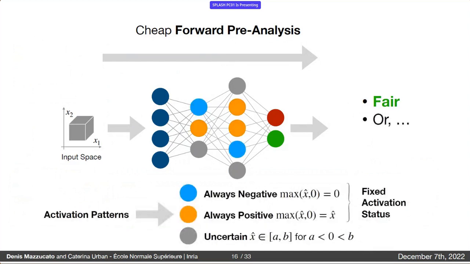Usually, we are interested in the activation pattern of the network, and so in the information of which pre-activation is always positive, always negative, or uncertain. We say that a neuron is always negative if the pre-activation is always negative, meaning that the maximum between something always negative and zero is zero. The dual is always positive, because the maximum of something that is always positive and zero is always itself, so it behaves like the identity function. Otherwise, we say that it is uncertain. The first two are the fixed activation status.